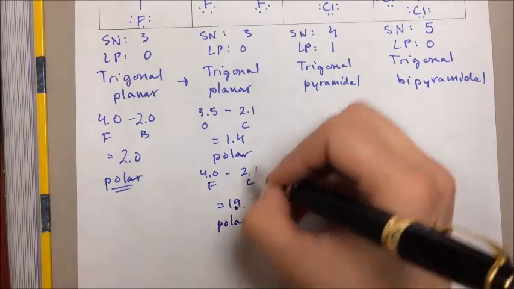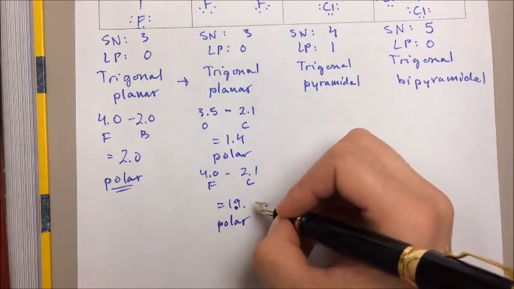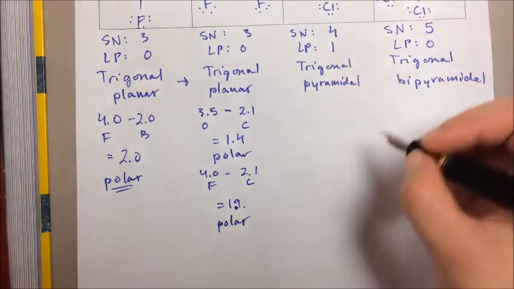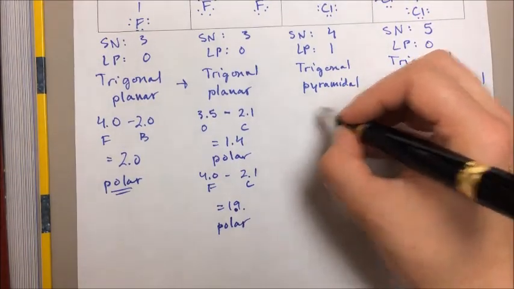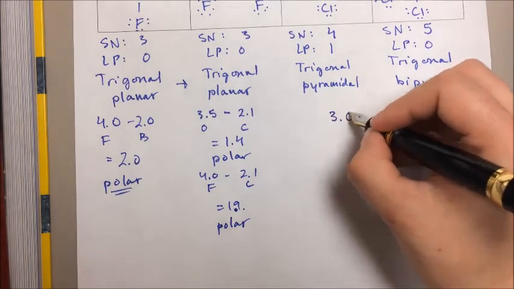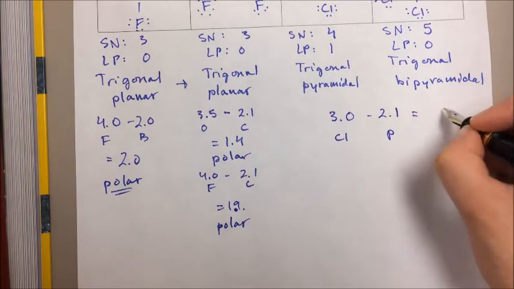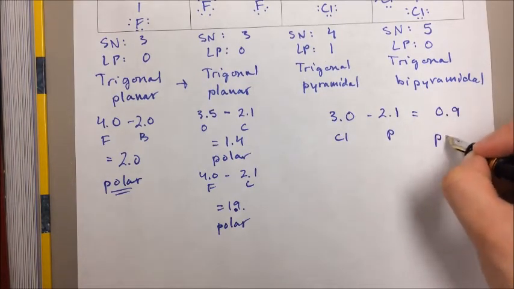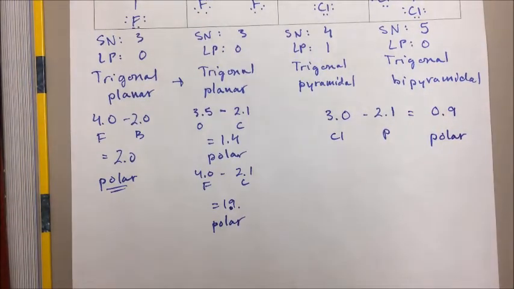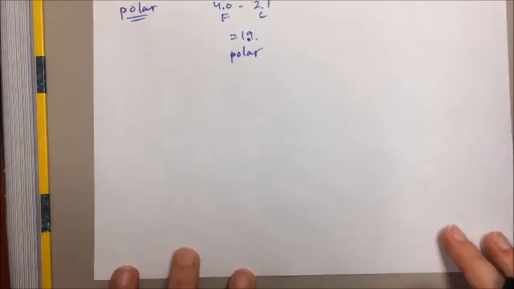But notice, the delta chi's are different. That will have an effect on our answer. Let's take a look at the phosphorus chloride. And that's going to work for both of these. You've got 3.0 for the chlorine minus 2.1 for the phosphorus, giving us an overall delta chi of 0.9. These are still polar, so all of these are still candidates to be polar molecules. We need to draw in our molecular dipoles.